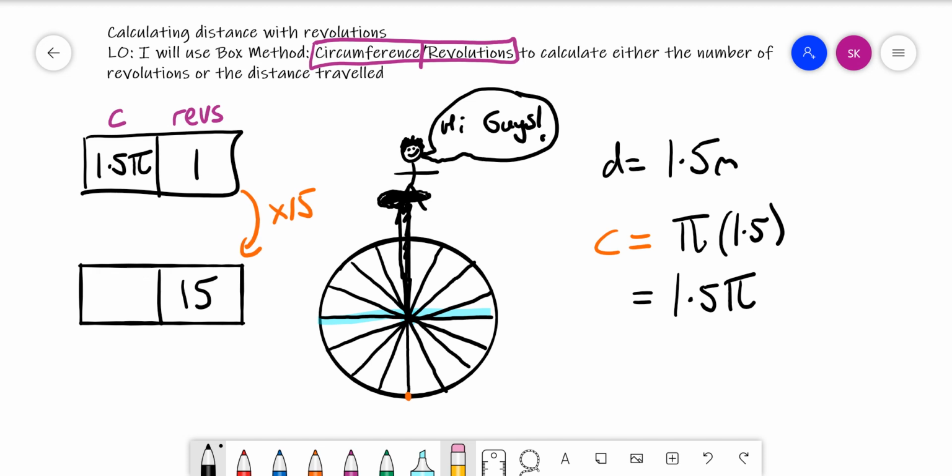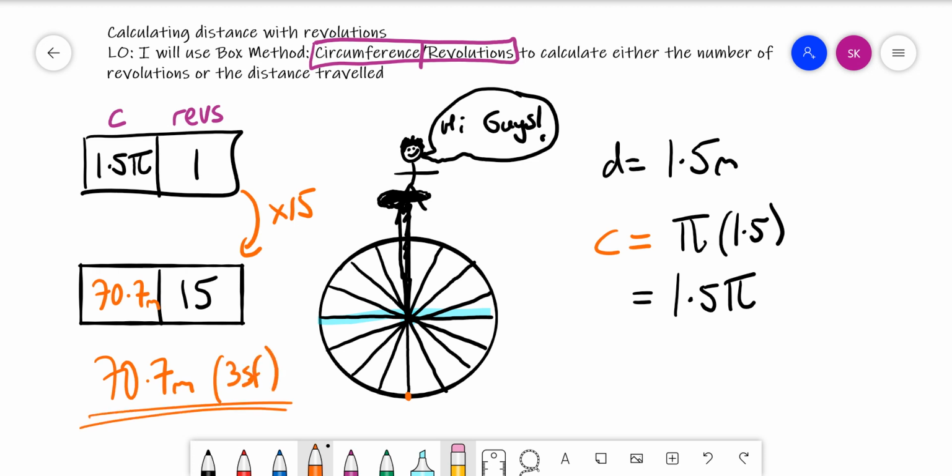And if I do that into my calculator, I get 70.7 meters to 3SF. That's not a bad distance actually, Javid. Not bad at all. 70.7 meters on a unicycle, not bad at all, my friend. Good for you.